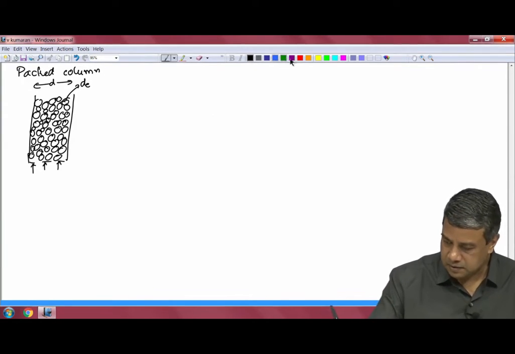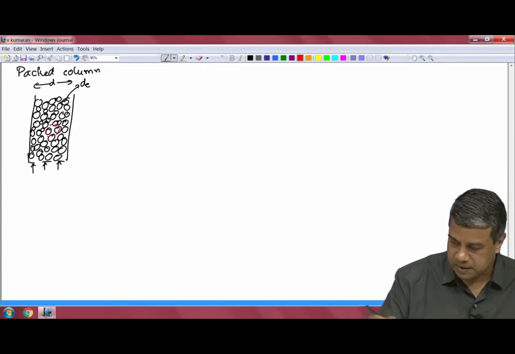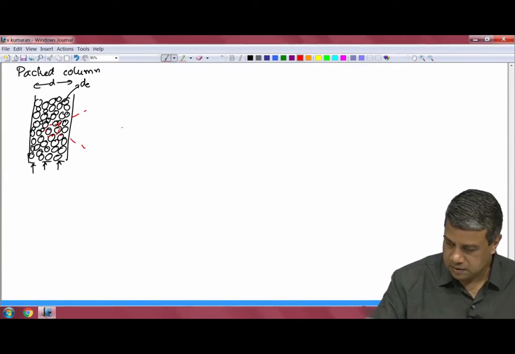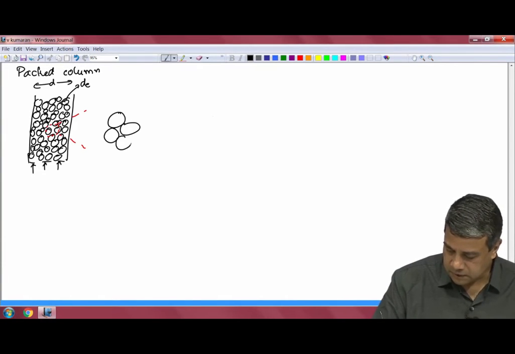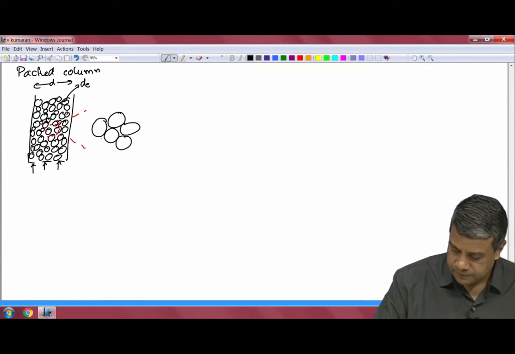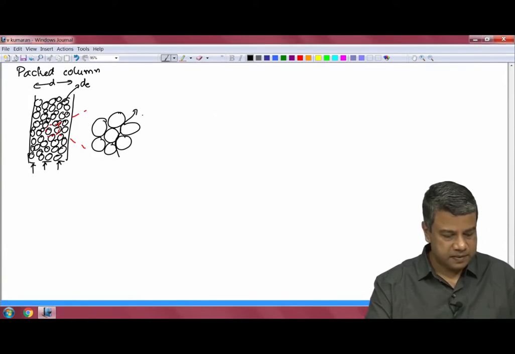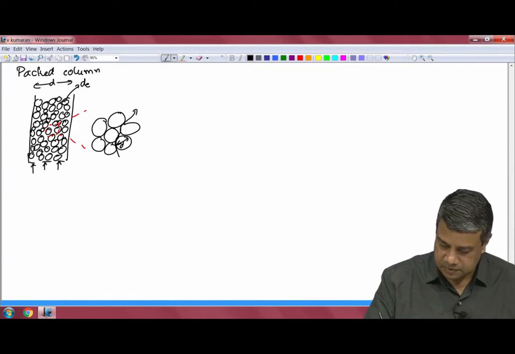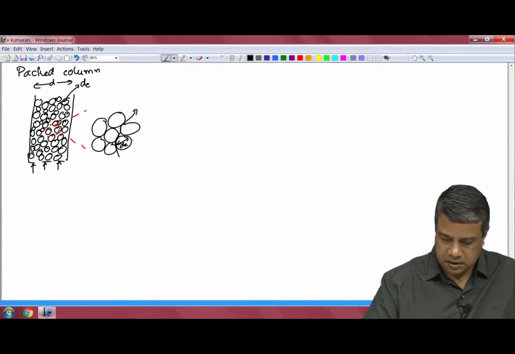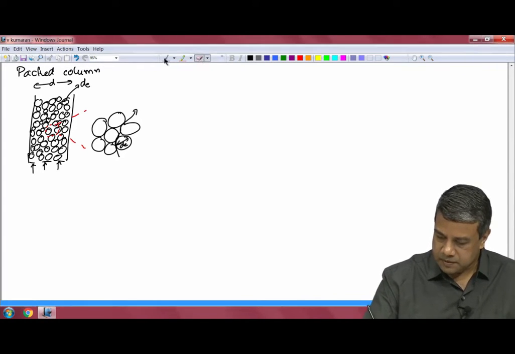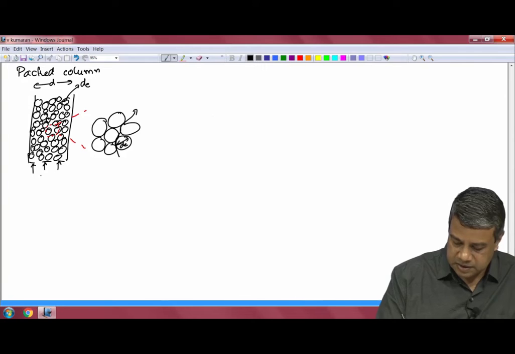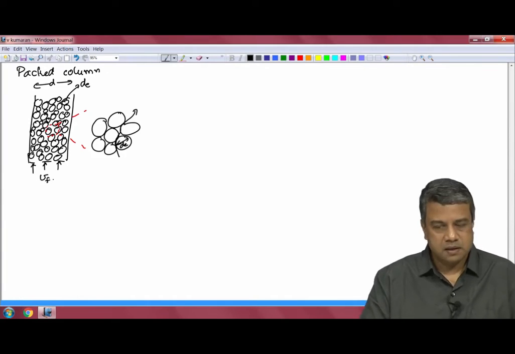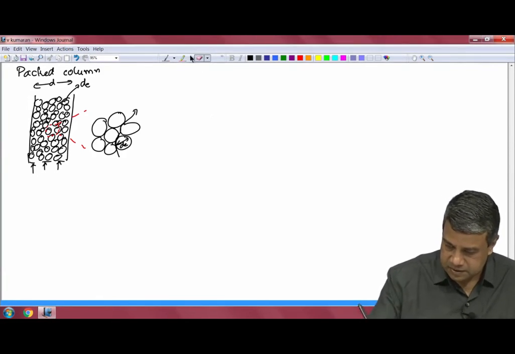So, if I look closely at a particular location within the packed bed, I have particles with voids in between them, and the fluid is basically flowing through these voids. And the equivalent diameter of the particle is what I will call dE. That is the equivalent diameter of the particle, and the fluid velocity is given by what is called the superficial velocity Vs.